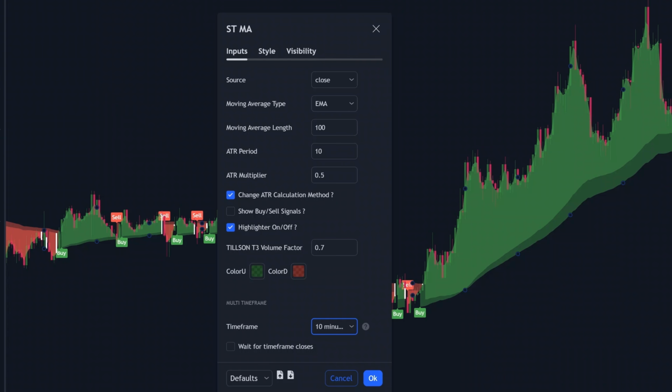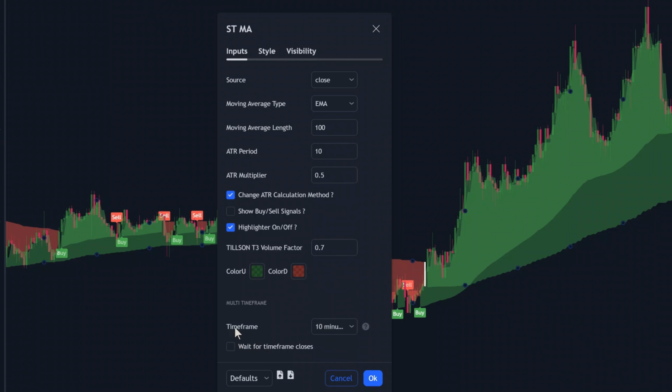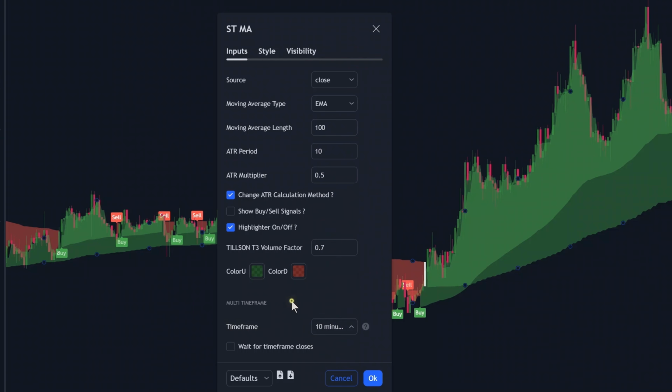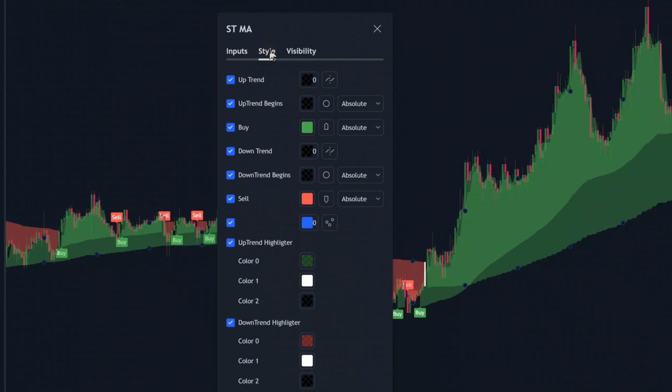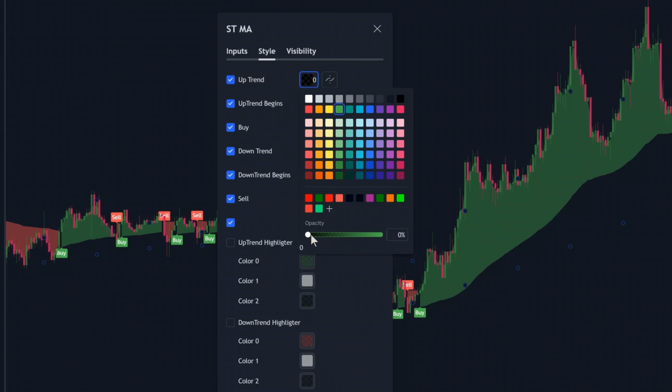If you're using a different time frame, you're going to change the time frame of this second indicator to a time frame that is higher than that of your chart. So if it's the 30-minute time frame, for example, you could change this to 1 hour. Then head over to the Style tab. We're going to disable the uptrend highlighter and the downtrend highlighter. And then we're going to click here and increase the uptrend's colors opacity to 100%.